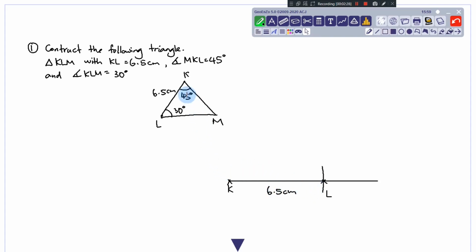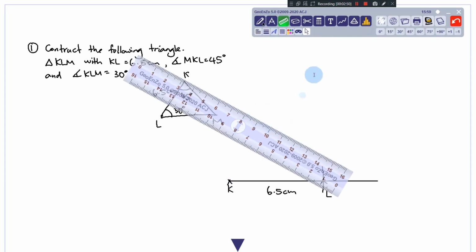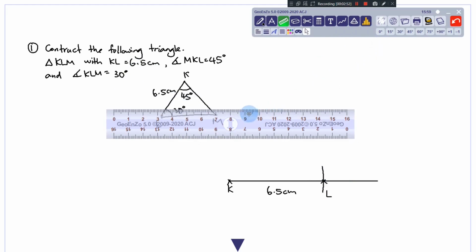Now I'm going to construct 45 degrees. So how do we construct 45 degrees? We know that 45 degrees is actually half of 90 degrees. So first, I'm going to construct 90 degrees, then I'm going to bisect it to get 45 degrees. To construct 90 degrees, I'm going to extend this line, make it longer, to help me construct the 90 degrees.